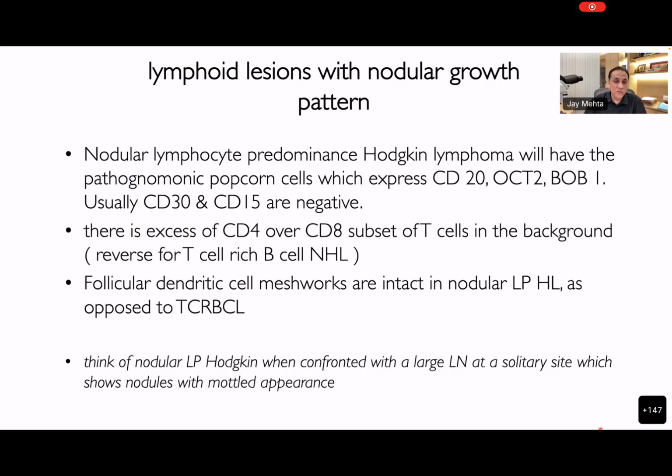When you have a reversal, when you have more CD8 than CD4, that's typically associated with a T cell rich B cell non-Hodgkin lymphoma. Nodular lymphocyte predominant Hodgkin lymphoma, now just called nodular lymphocyte predominant B cell lymphoma, and T cell rich B cell lymphomas lie on two ends of a spectrum. Now, FDC meshworks are intact in nodular LP Hodgkin lymphoma as opposed to T cell rich large B cell lymphoma. So even if you get one or two FDC meshworks in the nodules, that's enough to make a diagnosis of nodular lymphocyte predominant Hodgkin lymphoma.